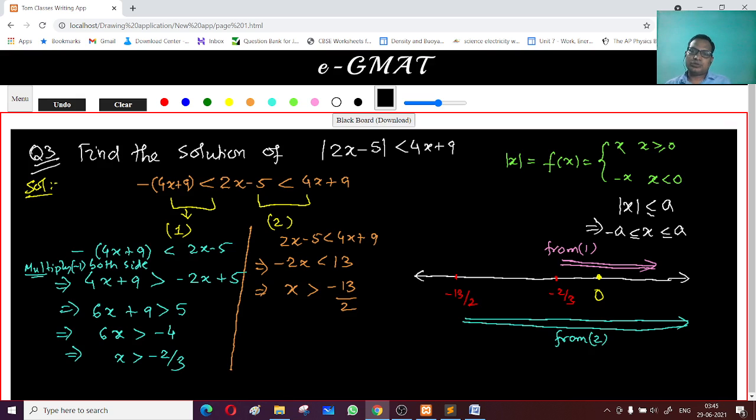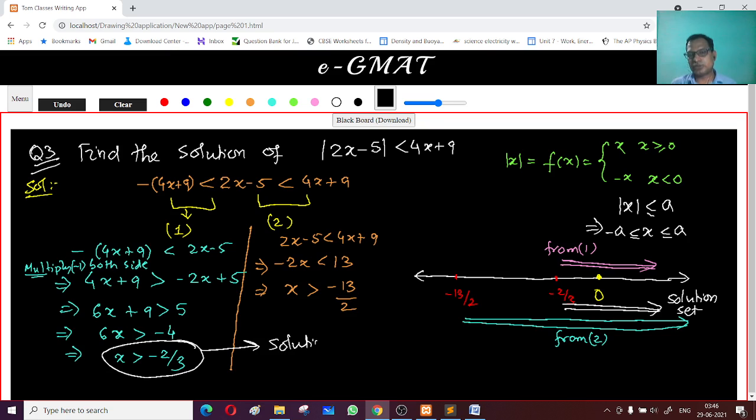Now here you see that our solution has to comply with both the conditions. So the space which complies with both the conditions is what? This is this space, so this is the solution space. So this is our solution set. That is going to be the answer for this kind of problem, right? So like that you are going to solve.